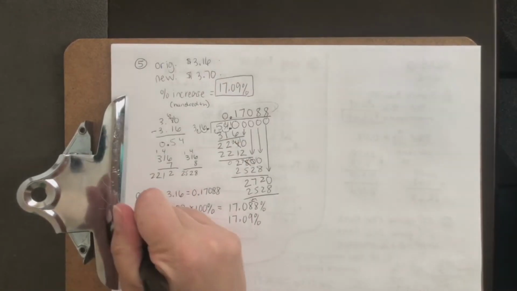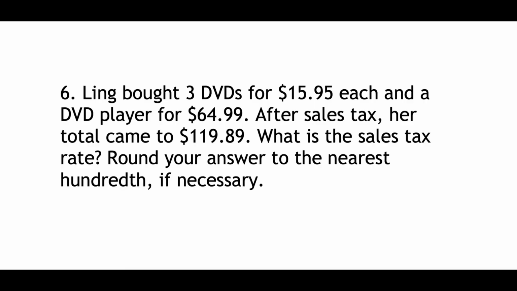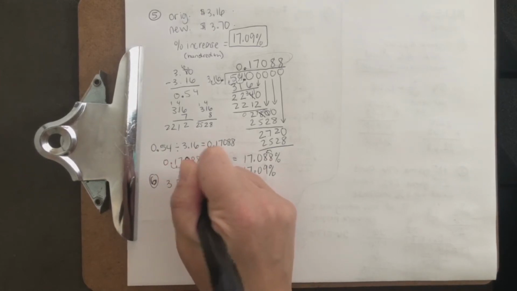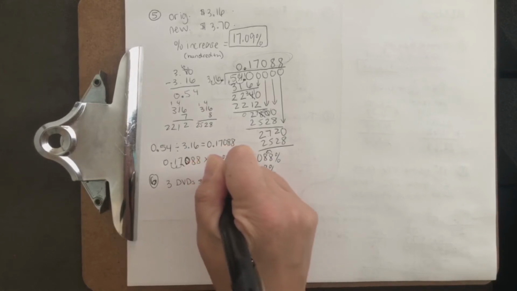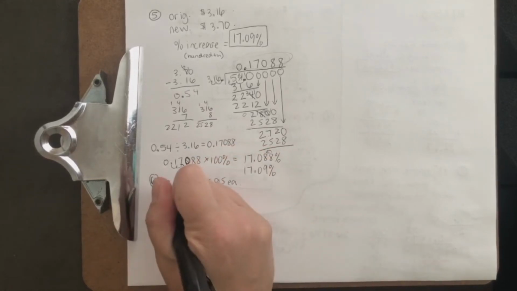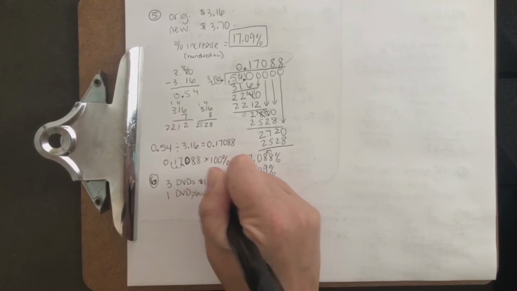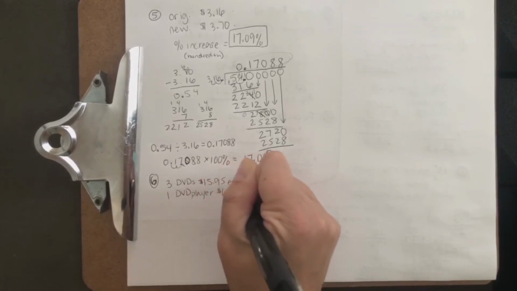17.09%. Number 6. Ling bought 3 DVDs for $15.95 each and a DVD player for $64.99. After sales tax, her total came to $119.89. What is the sales tax rate? Round your answer to the nearest hundredth if necessary. So 3 DVDs, $15.95 each. 1 DVD player, $64.99.